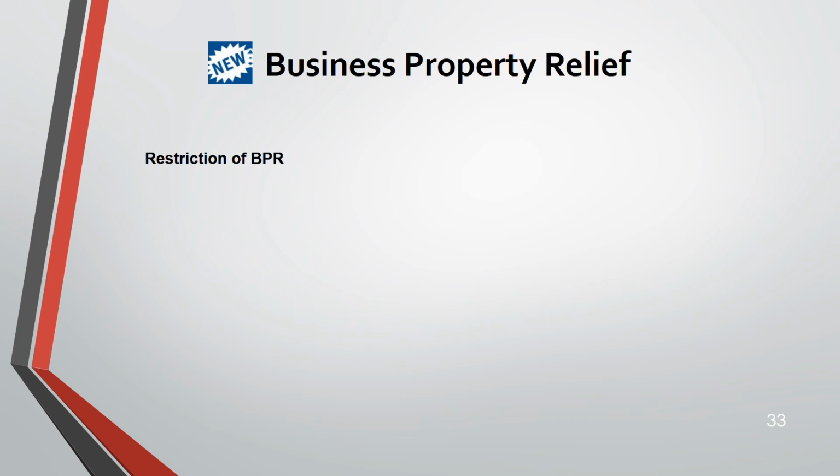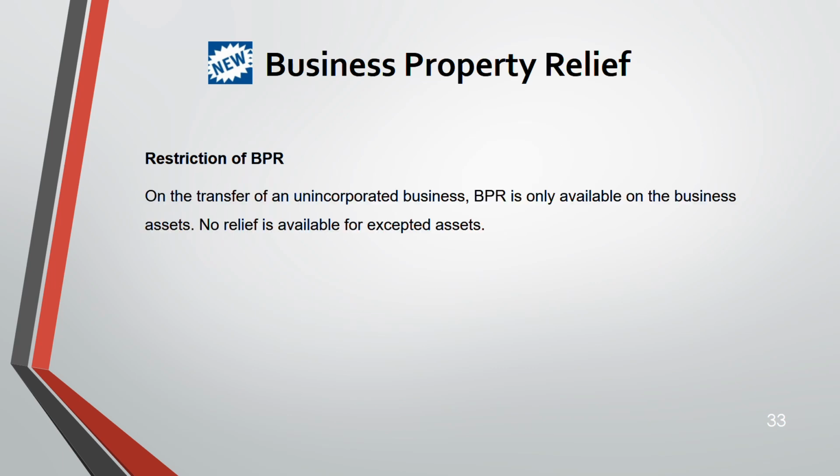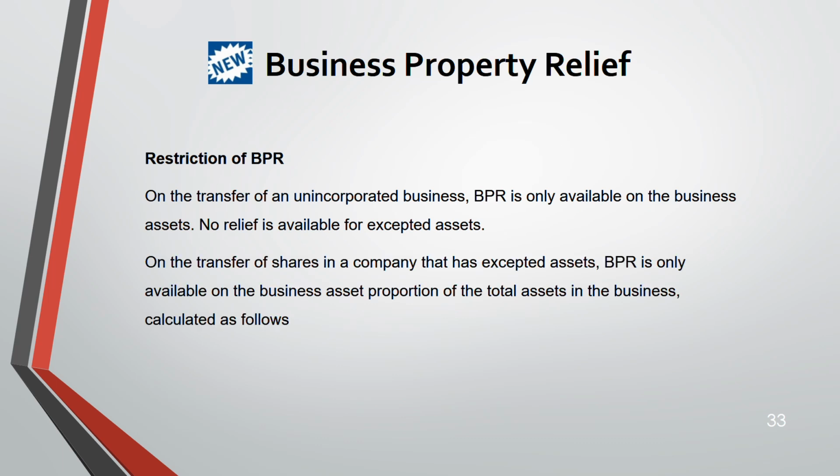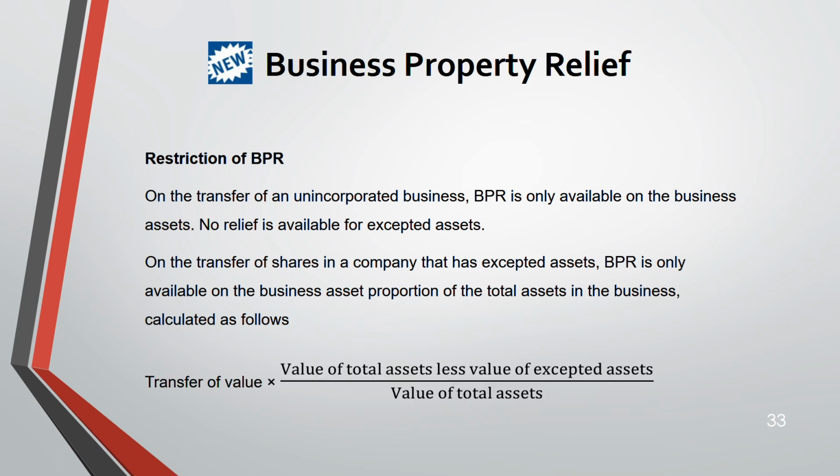Now, restriction of BPR. When we are transferring an unincorporated business, BPR is available only on the business assets. There is no relief for excepted assets. When we are transferring shares in a company that has excepted assets, again BPR is only available on the business asset proportion out of the total assets. This is how you calculate: transfer of value multiplied by value of total assets less value of excepted assets, divided by value of total assets.